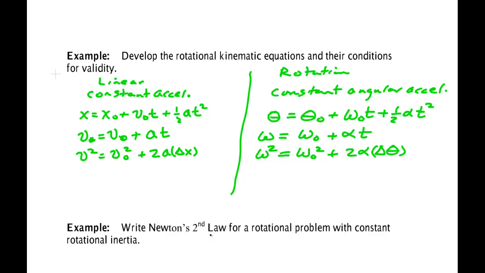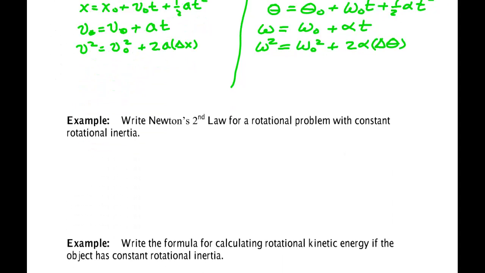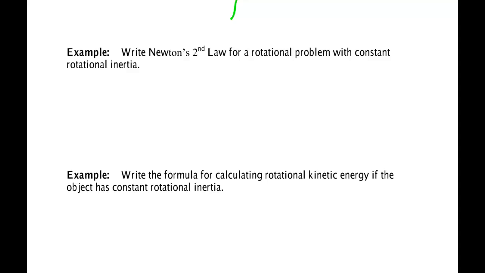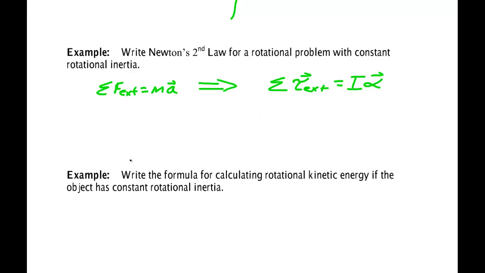All of the graph problems that we did before, like the area under a velocity time graph gives you displacement. The area under an angular velocity time graph gives you angular displacement. Everything that we did before in chapters 2, 3, 4, 5, we now can do angular type equivalent. You have Newton's second law. Sum of the external forces is equal to mass, that's inertia, times acceleration. That becomes the sum of the external torques is equal to the moment of inertia times the angular acceleration.